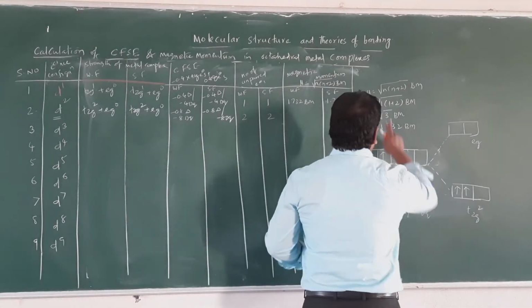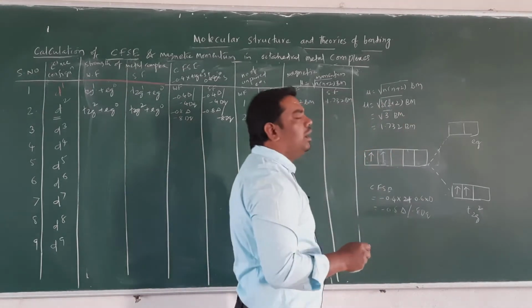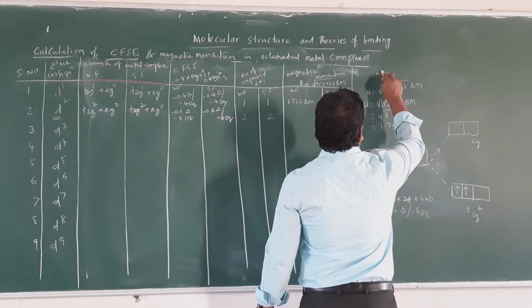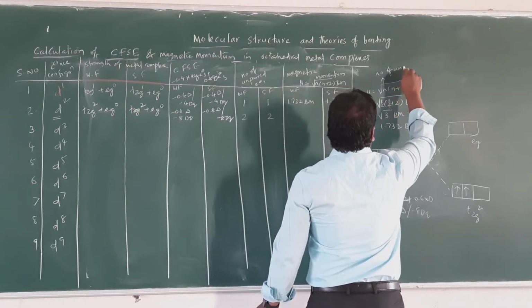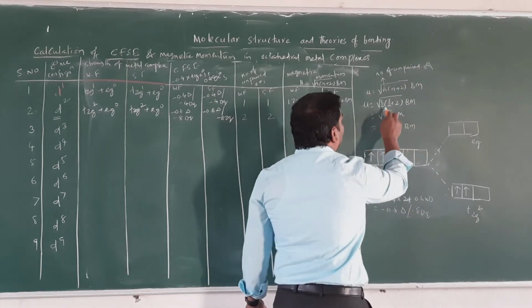Now we will find the n value. Here n means the number of unpaired electrons. So here the number of unpaired electrons is 2.